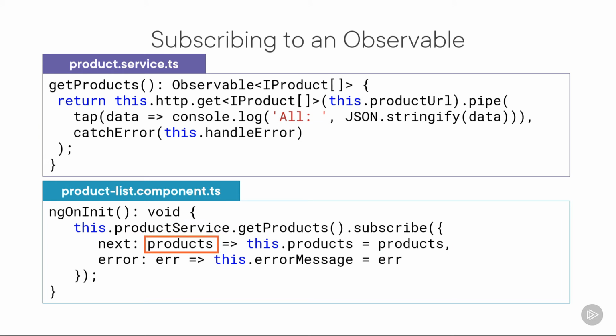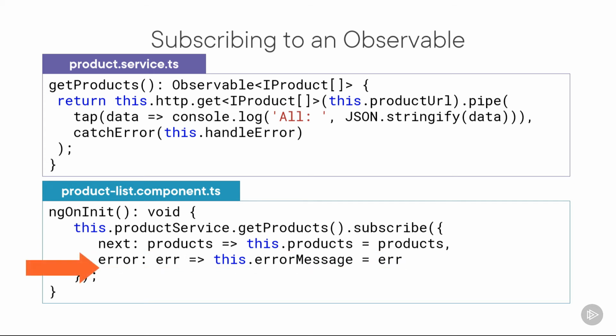Since HTTP calls are single async operations, only one item is emitted, which is the HTTP response object that was mapped to our product array in the service. So the parameter is our array of products. This code then sets the local products property to the returned array of products. The second function is executed if the observable fails. In this example, it sets a local error message variable to the returned error.